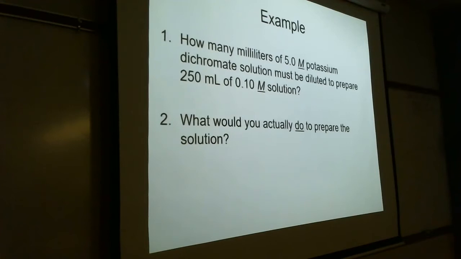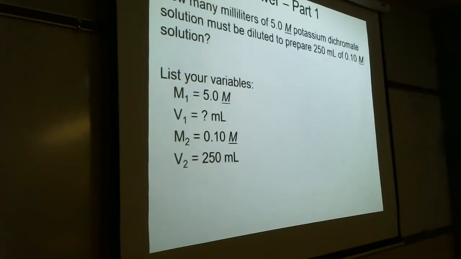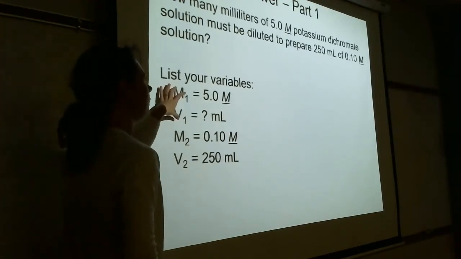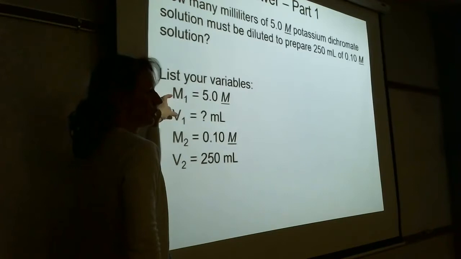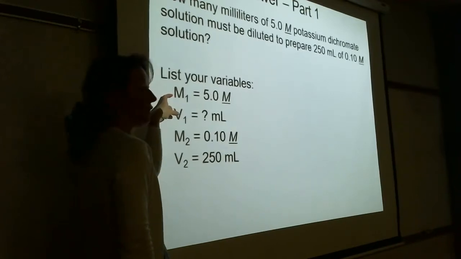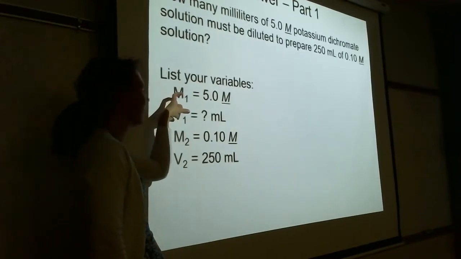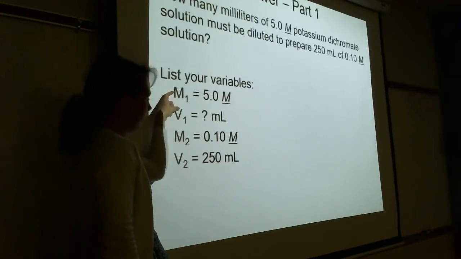So what I recommend that you do is list your variables, just like you were back in high school. List out all your variables. The reason why I encourage you to do this is so that you don't plug in the wrong number in the wrong place. The M1 and V1 deal with the more concentrated solution, right? 5 is greater than 0.1. Do we agree? Yes. So it's the M1.